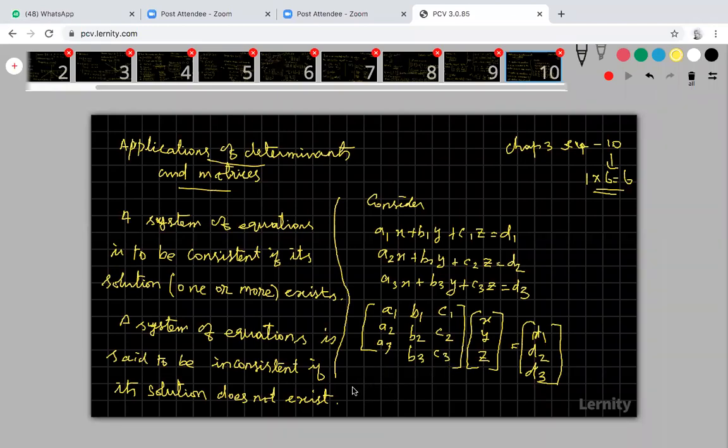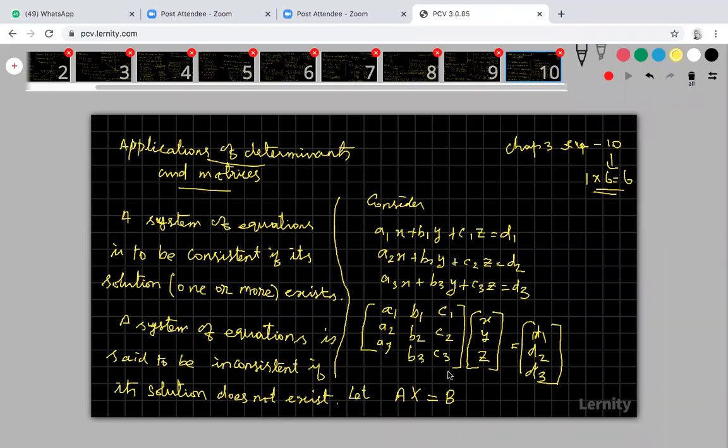Now consider this your A matrix: a1, b1, c1, a2, b2, c2, a3, b3, c3. This is your coefficient matrix, take it as capital A. This is the unknown matrix, take it as capital X. And on the right-hand side we have the values d1, d2, d3, which you can take as matrix B. So this matrix representation can be written as AX equals B. This is A, this is X, and d1, d2, d3 is our B.